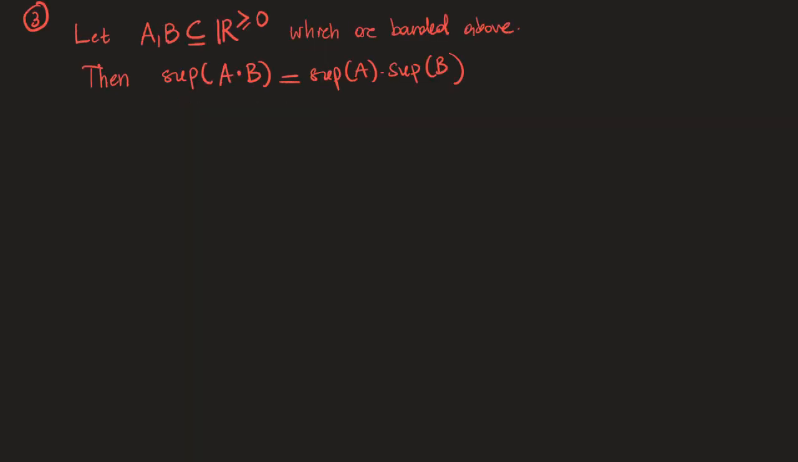Let A and B be non-negative subsets of real numbers which are bounded above. I mean, A and B have some bounds, for example 5, 10, 1,000, a million, but they are bounded. So the claim is about multiplying them, and multiplication is defined as follows: A times B is the set of ab, you just multiply each element.